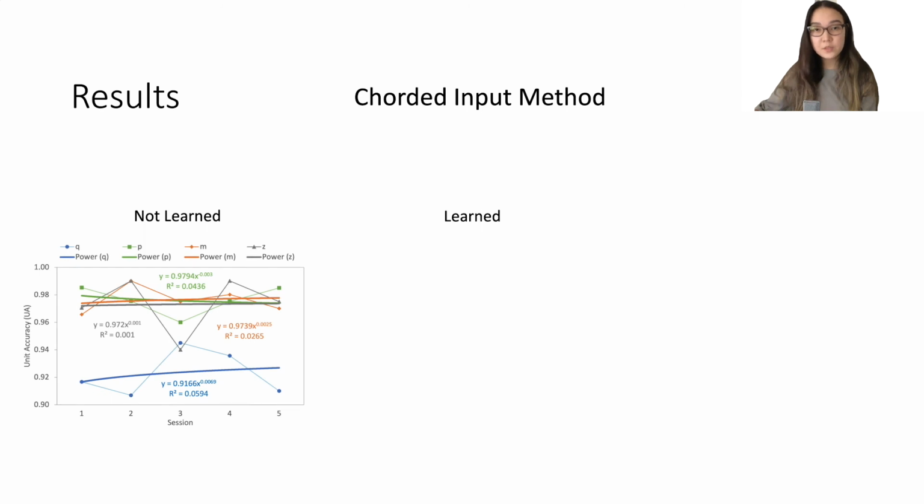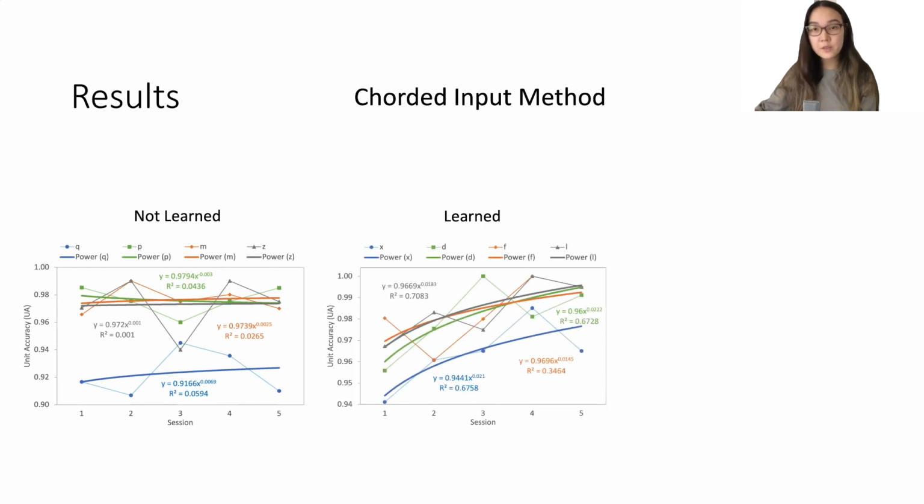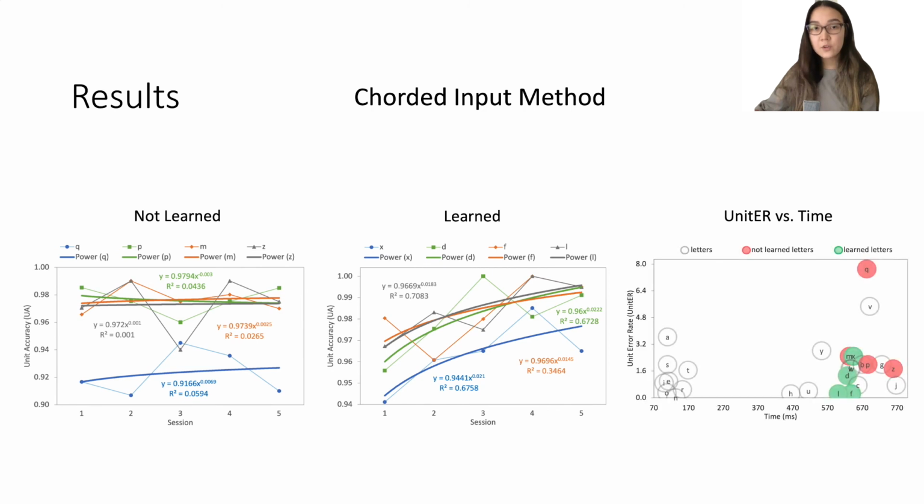Comparison between not learned and learned letters for the chorded method showed that unit accuracy was increasing for all learned letters, suggesting the accuracy of learning. Here, the top 4 not learned and learned letters for the chorded method are highlighted in red and green respectively. It too suggests a higher cognitive and motor effort to enter these letters. Evidently, chords that were composed of the keys closer to the boundaries were faster to enter than the other letters.